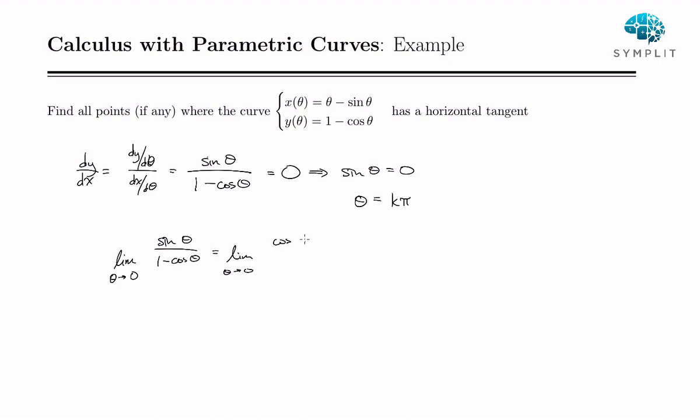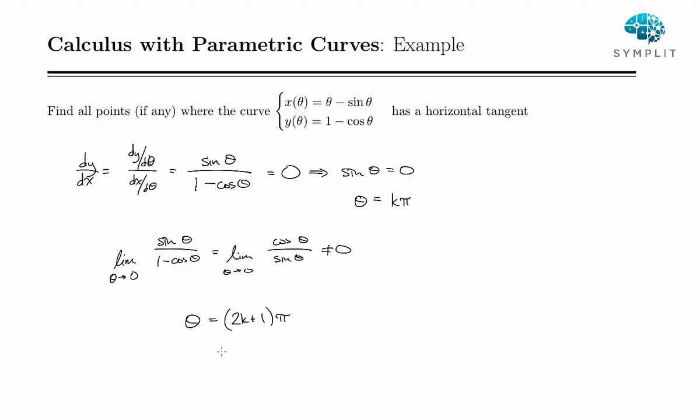So we do the derivative of the top over the derivative of the bottom, which is going to be sine. And of course, this is not equal to 0, which means that we do not have a horizontal tangent there. So we don't actually have a horizontal tangent at our even multiples of π. So actually it's going to be when θ is an odd multiple of π. We'll say (2k+1), that's an odd number, times π.